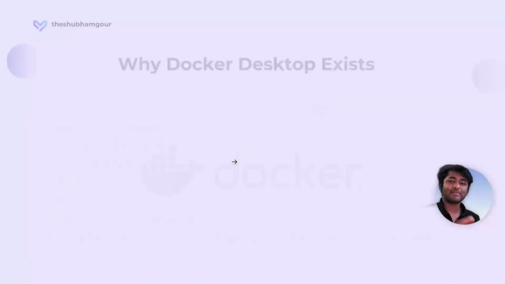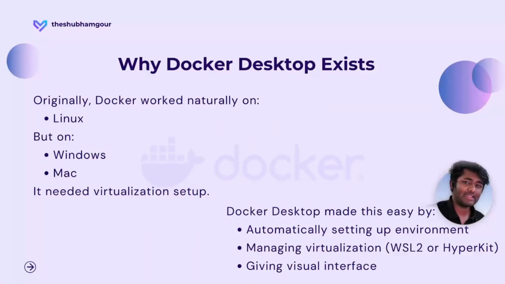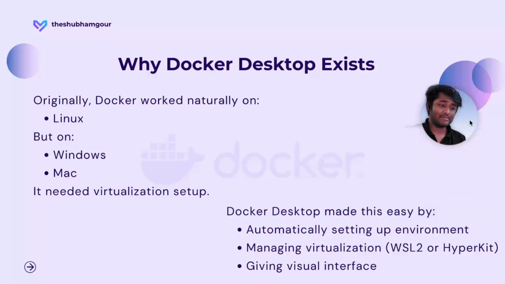So this is the basic reason. When you are starting with Docker and you find it difficult, then you can switch to Docker Desktop, right? So why does Docker Desktop exist? Originally Docker was invented for Linux-based systems. It worked fine on Linux-based systems, but for Windows and Mac, it needed a virtualization setup. So Docker Desktop made it easy by automatically setting up the environment, managing virtualization, okay, and it gave a visual representation, a visual interface, for the people who find Docker difficult to understand, right?